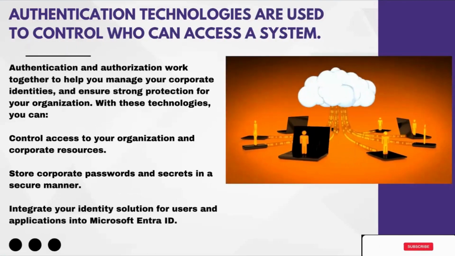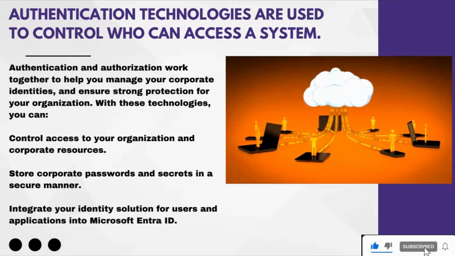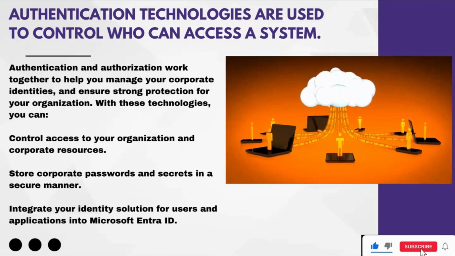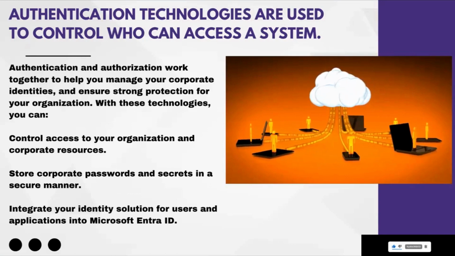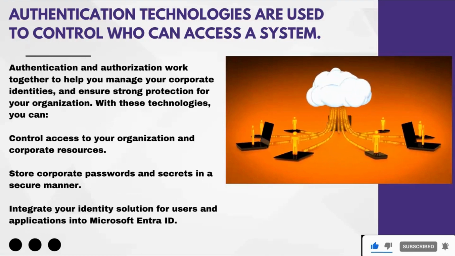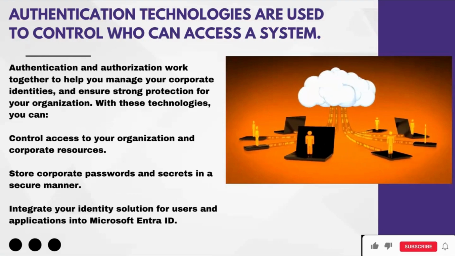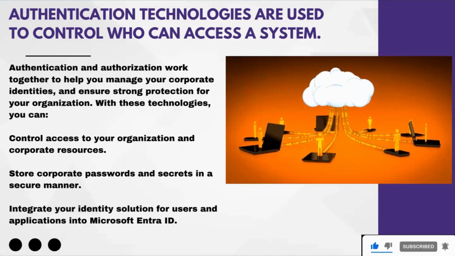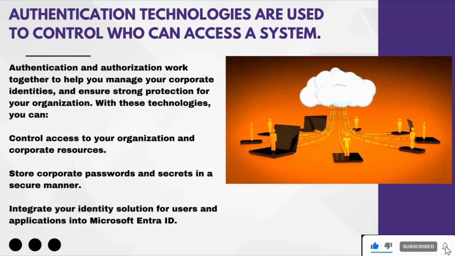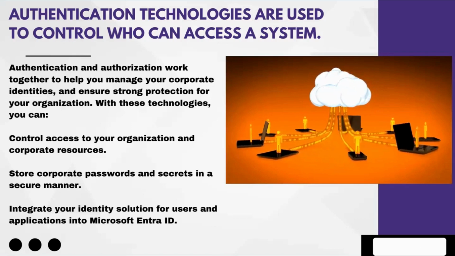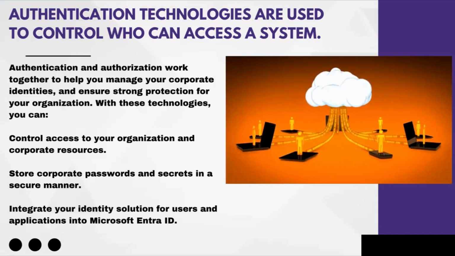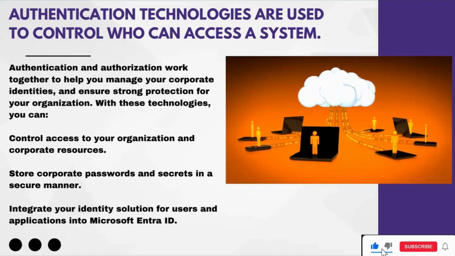Okay. So authentication technologies are used to control who can access a system. So access and authorization, you have to understand these two terminologies. Access means you have a user ID and password, and what services you are going to authorize, that is called authorization. So first you have to understand these two concepts, access and authorization, right? And accordingly, you have to plan to whom you're going to give what. Everybody has access, but everybody is not authorized to work on the particular things. So authentication and authorization work together to help you manage your corporate identities and ensure strong protection for your organization. With these technologies, we can control access to your organization and corporate resources, store corporate passwords and secrets in a secure manner, and integrate your identity solution for users and applications into Microsoft Entra ID, right?